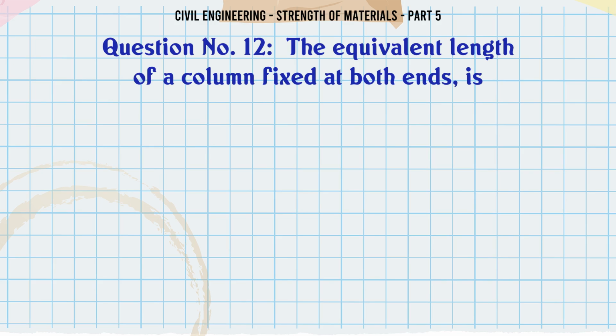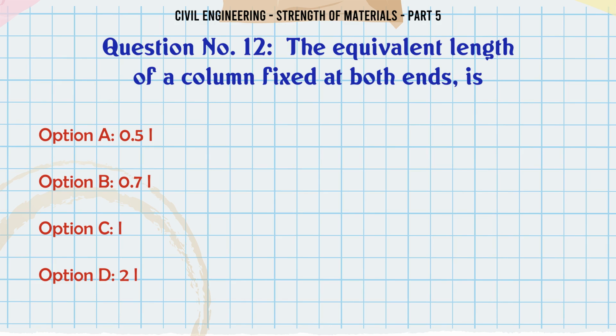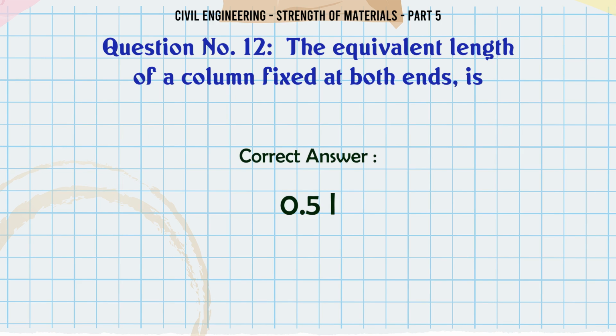The equivalent length of a column fixed at both ends is: A. 0.5 L, B. 0.7 L, C. L, D. 2 L. The correct answer is 0.5 L.